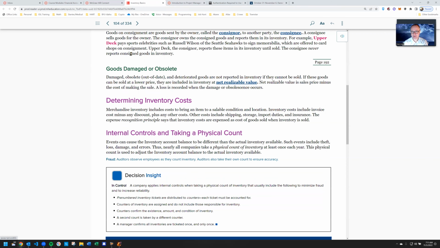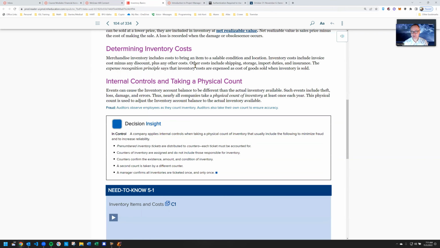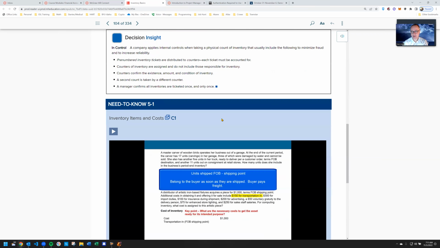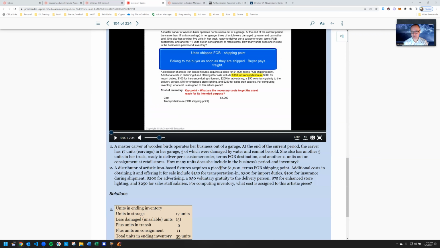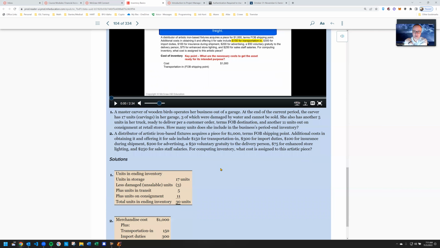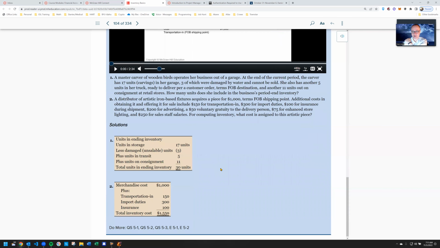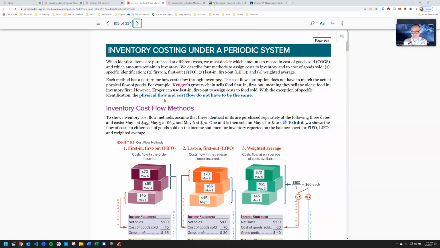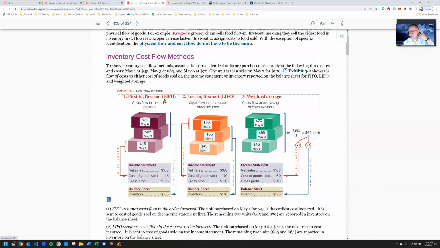For most of this, they talked about damaged and obsolete goods, and the internal controls for taking a physical count. These videos will be very helpful to walk through in a very methodical way. This is where they start to get into how things come in and come out.